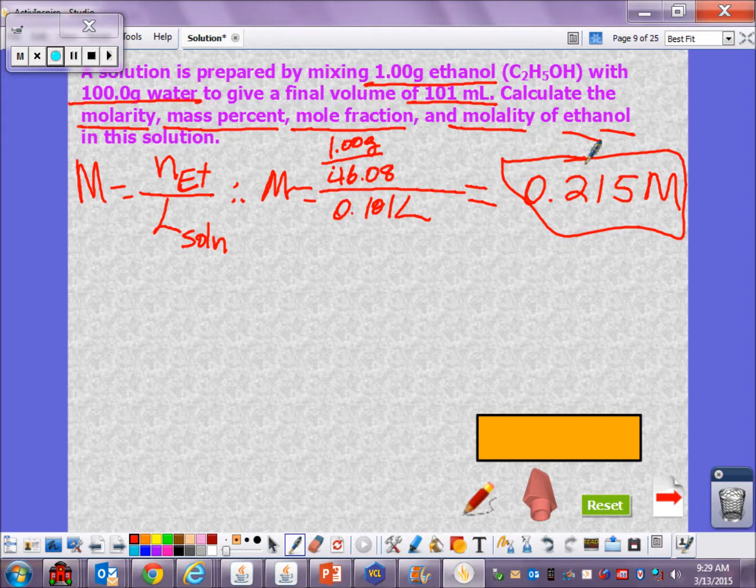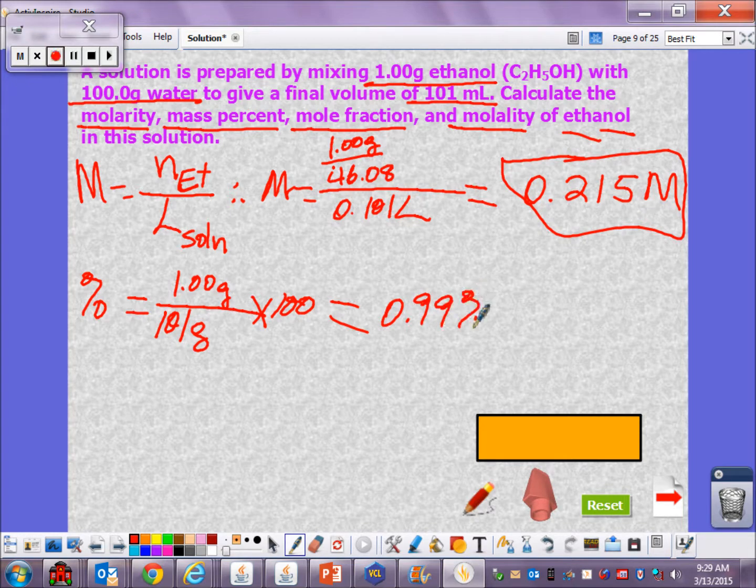Mass percent ethanol equals the mass of ethanol, which is 1 gram, over the whole. They did not give us the total mass. Yes, it is 101 grams total, times 100. And the percent is 0.99%. It is 0.99% ethanol.